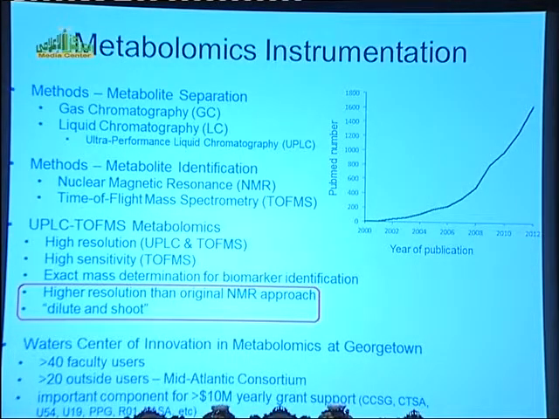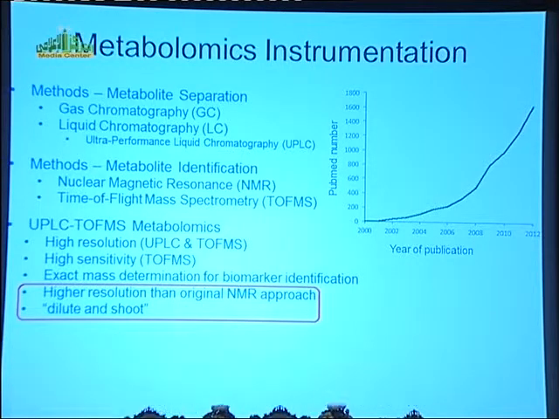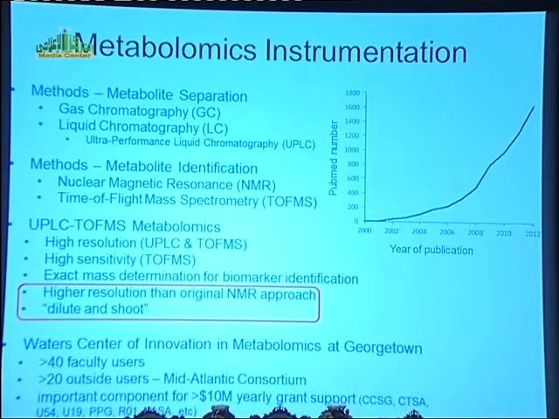Finally, and this was supposed to appear, and now I guess it will appear, we have been designated Waters Center of Innovation in Metabolomics at Georgetown, so we're the first in the US. Frank Gonzalez at NCI and several others also have centers now. And from a funding standpoint, this has been beneficial for many of the faculty at Georgetown. Over 40 are using the facility actively. We have over 20 outside users.